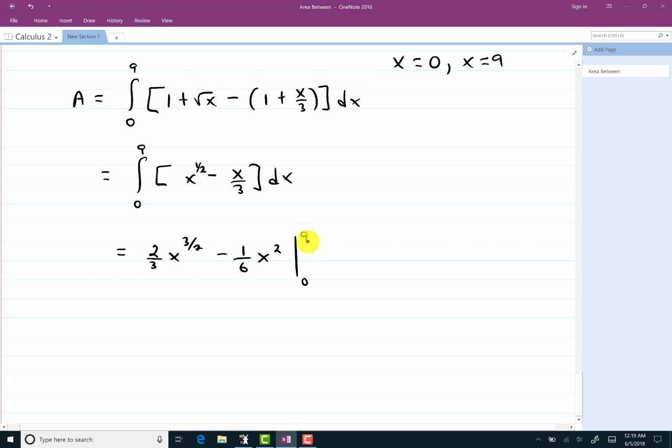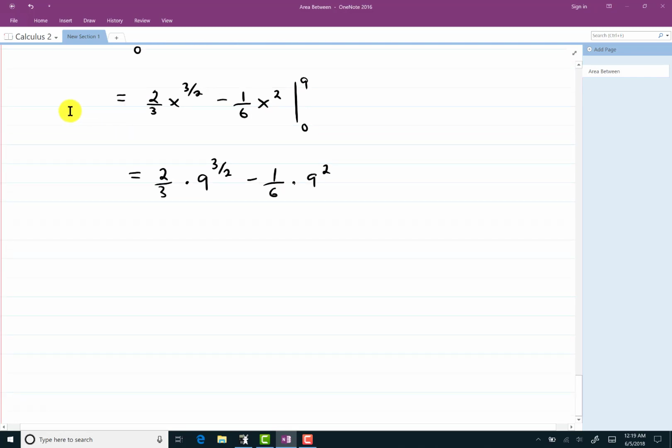I always like when there is a 0 here, because I don't even have to do that part in the integral. All I got to do is throw the 9 in here. So I'm going to get 2/3 times 9 to the 3/2 minus 1/6 times 9 squared. Let's see, 9 to the 3/2. I like to do the square root part first, or the half. 9 to the 1/2 is 3, but 3 to the third is 27.